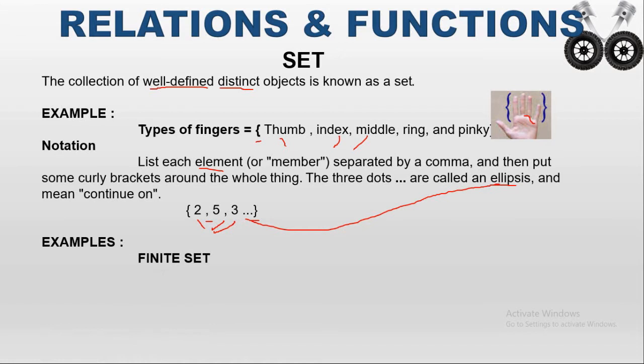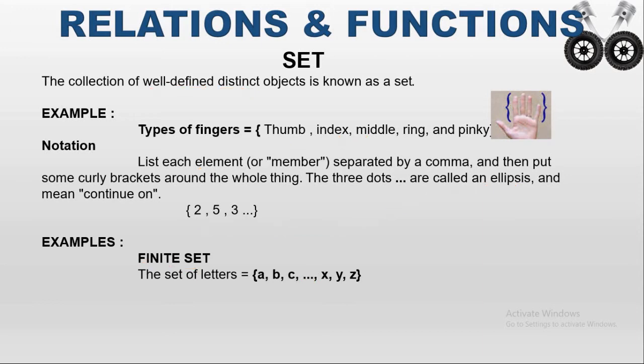For example, if I want to write a finite set, what is meant by a finite set? The set should end. For example, if I want to represent the alphabets inside a set, how can you write it? Alphabet A, comma, B, comma, C, comma, and dot, dot, dot. It denotes that it should continue. In between C and X there are some alphabets, then X, Y, and Z. How many alphabets are there? There are 26 alphabets. We know that the number of alphabets is 26. So that is called a finite set.